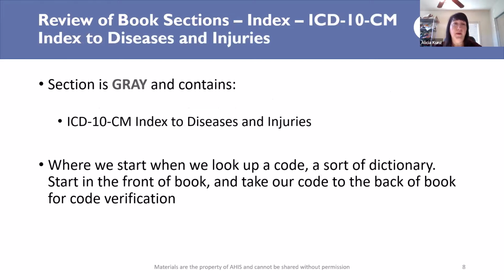The next section you're going to see is your index to diseases and injuries, and that is in gray. And this is where you're going to always look up your codes. Sometimes I'll refer to it as the alphabetic index. That's generally how I'm going to refer to it throughout this presentation. And this is where you're going to start and look for any codes. Consider it like your glossary or your dictionary. You start at the front of the book, and then once you get a baseline code or a default code, you then go to the tabular, the back of the book, to verify your codes.